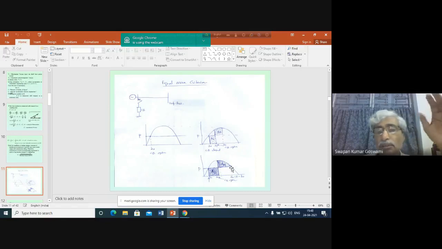So the rotor angle delta will become smaller. It will trace the same power angle curve in the reverse direction. Okay, in the reverse direction it will move. That means the first swing is completed and then the second swing has started.